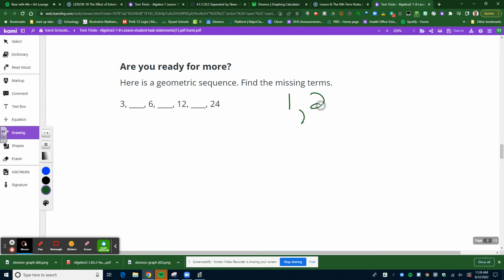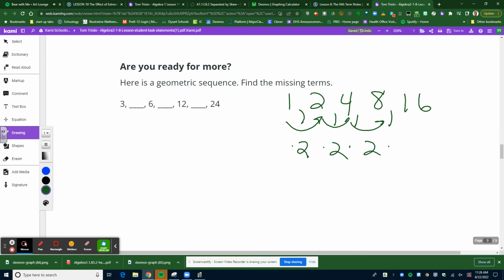Give you an easier set of numbers. What's my common ratio? 2. Okay. So each time I'm multiplying by 2. So to get my 1 over here, I multiply by 2 twice. So if I'm going from 4 to 16, I multiply by 2 twice again. So I have to multiply some number r twice to get the common ratio of 6 divided by 3.